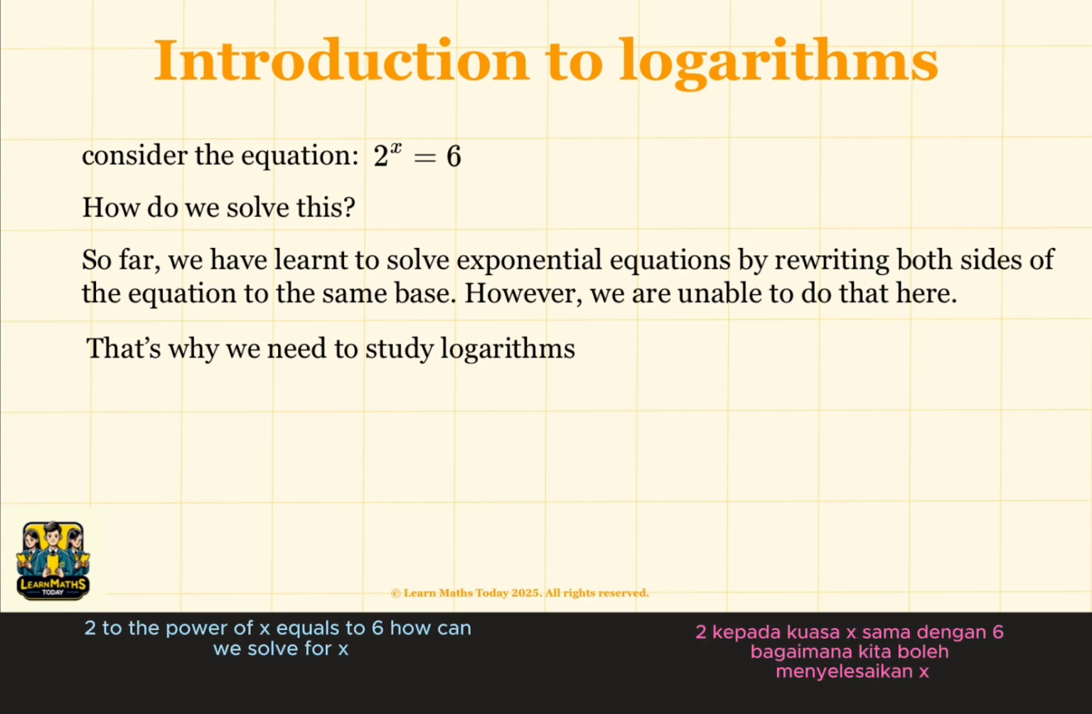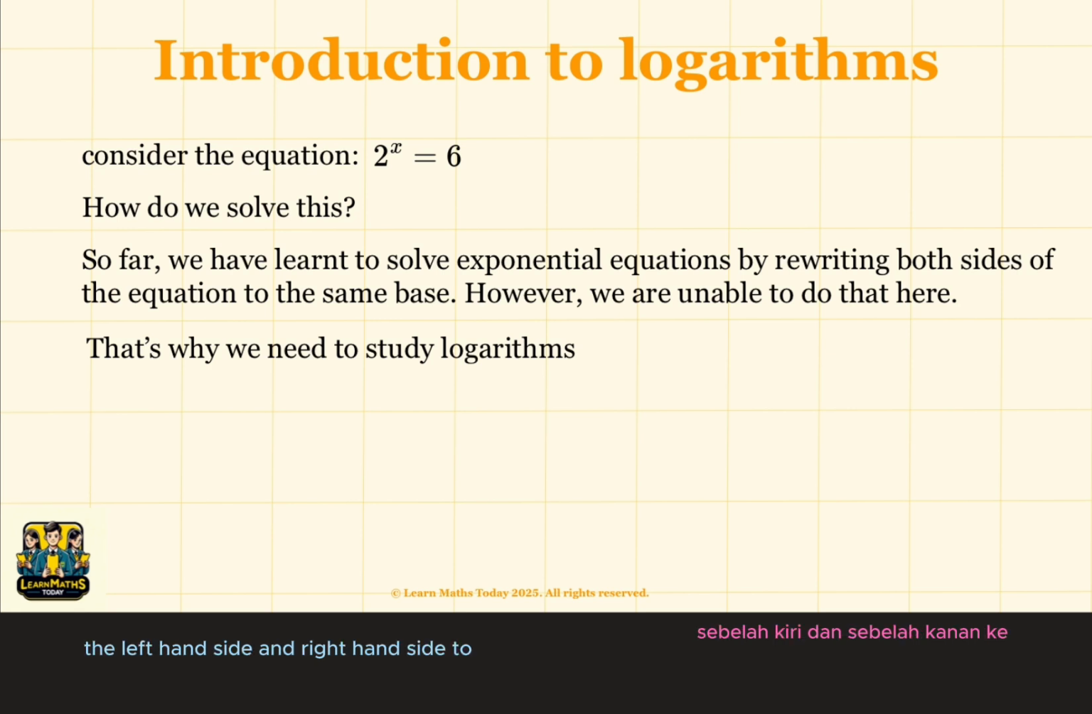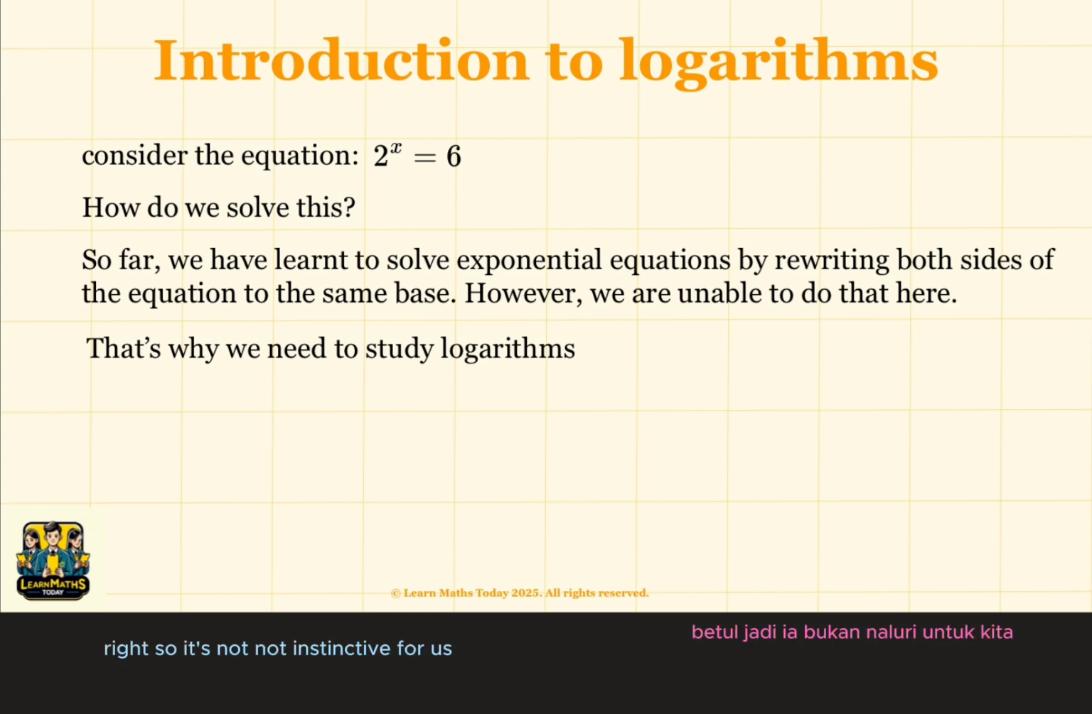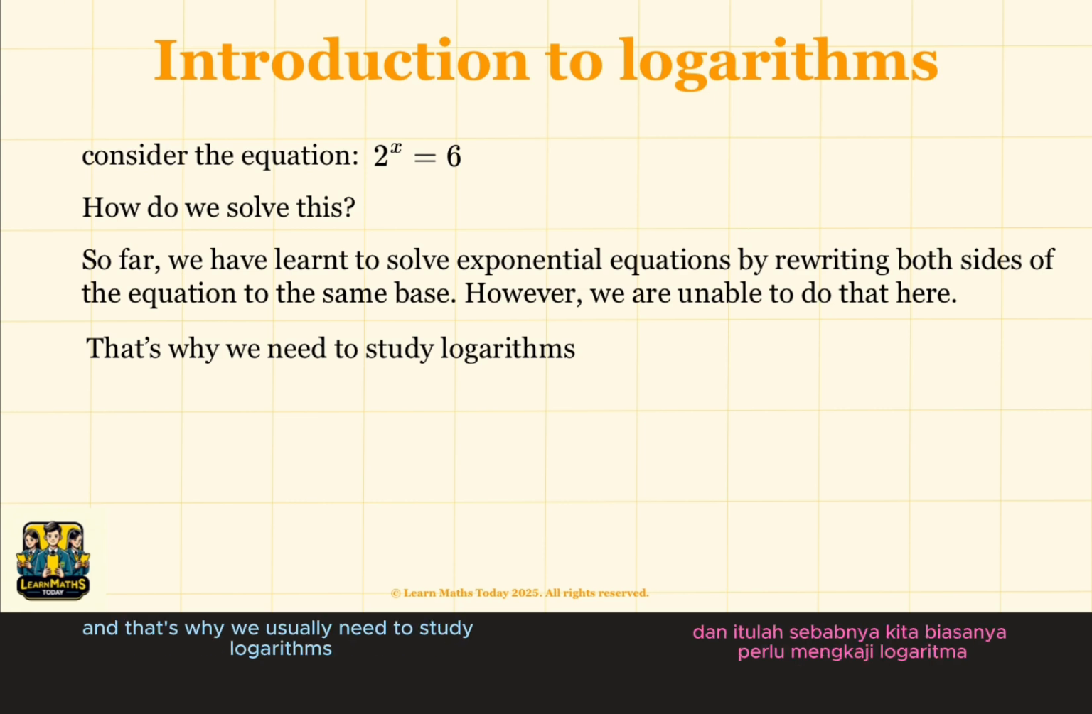Let's look at this equation. 2 to the power of x equals to 6. How can we solve for x? So far, we've only learned to solve exponential functions by rewriting both sides of the equation to the same base and comparing the left-hand side and right-hand side to find the value of x. However, we're not able to do it here because there's no way to rewrite 6 to a power of some integer, right? So it's not instinctive for us. So there's no way to solve it with the knowledge you have now. And that's why we usually need to study logarithms.